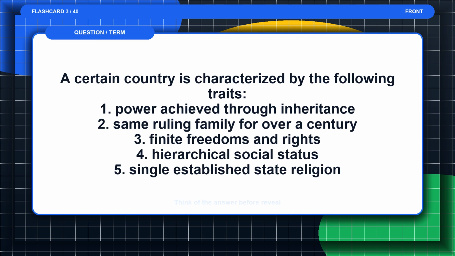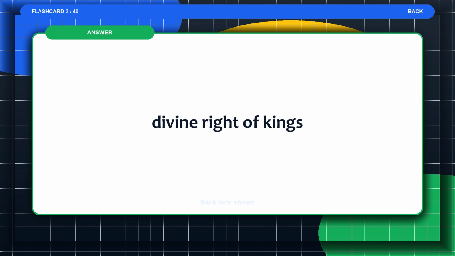Flashcard 3. A certain country is characterized by the following traits. 1. Power achieved through inheritance. 2. Same ruling family for over a century. 3. Finite freedoms and rights. 4. Hierarchical social status. 5. Single established state religion. Think of the answer before the reveal. The answer is divine right of kings.